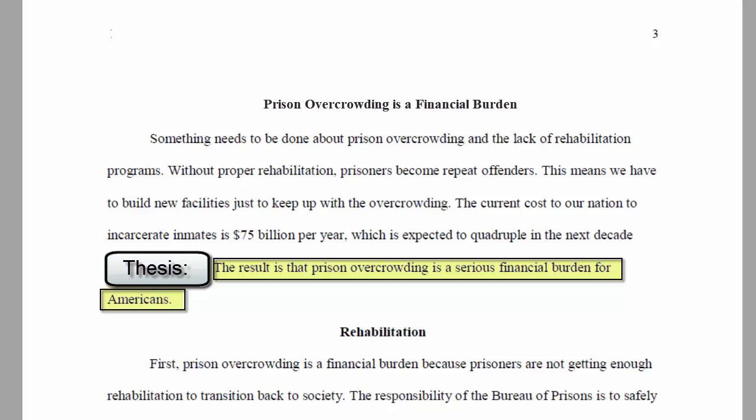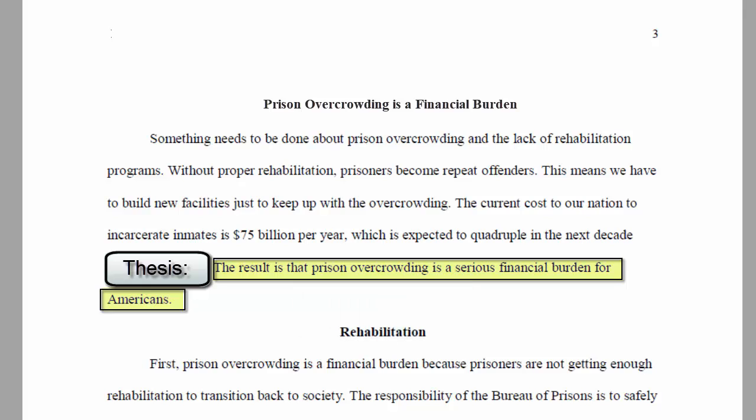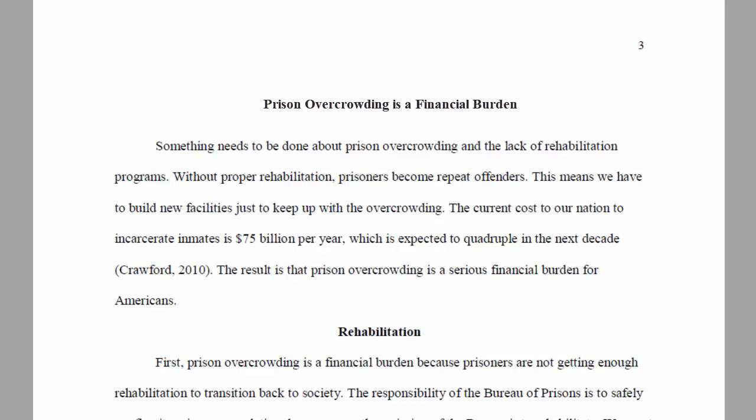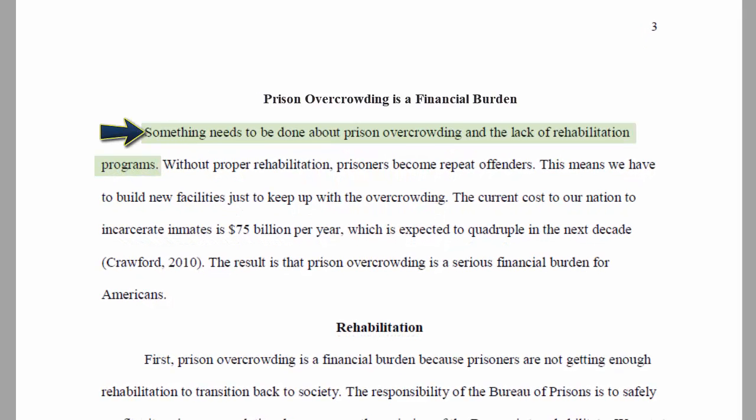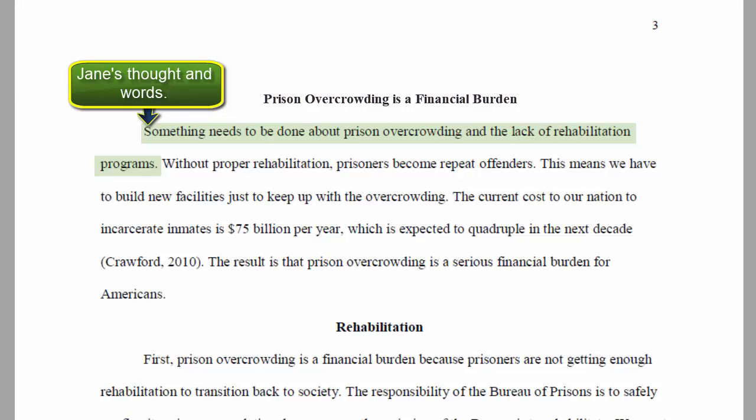Thesis: "The result is that prison overcrowding is a serious financial burden for Americans." So, this is the overall concept, the controlling idea that the essay will illustrate, corroborate, and hopefully present a convincing case for. Let's return to the beginning of the intro to see how she led up to this thesis. She begins, "Something needs to be done about prison overcrowding and the lack of rehabilitation programs." Let's label this green, for it's Jane's thought and opinion expressed in her own words.